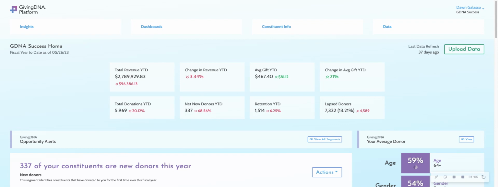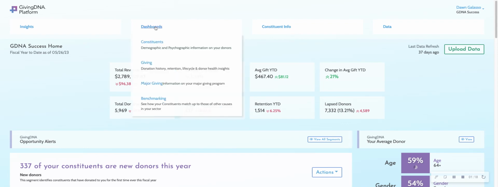And then they came to GivingDNA and they said, how can we find people that are government employees that we don't have those emails on? And so what we suggested to them is that although we couldn't tell you everybody who was a government employee, we could tell you those individuals that had military in their households.